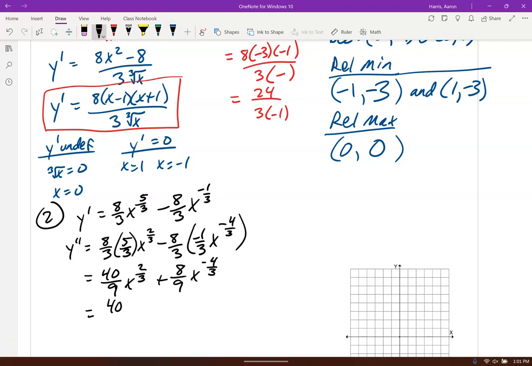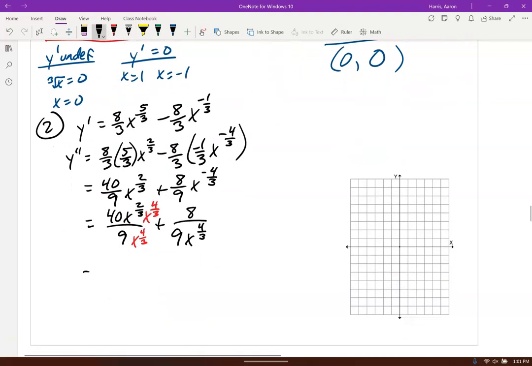So I got 40 x to the 2/3 all over 9 plus 8 over 9 x to the 4/3. Let me give this an x to the 4/3, x to the 4/3. And so I've got 40 x to the 6/3, or 2, plus 8, all over 9 x to the 4/3. That's my y double prime here.